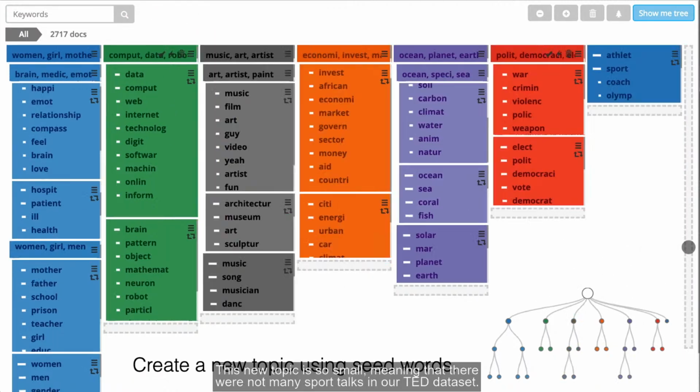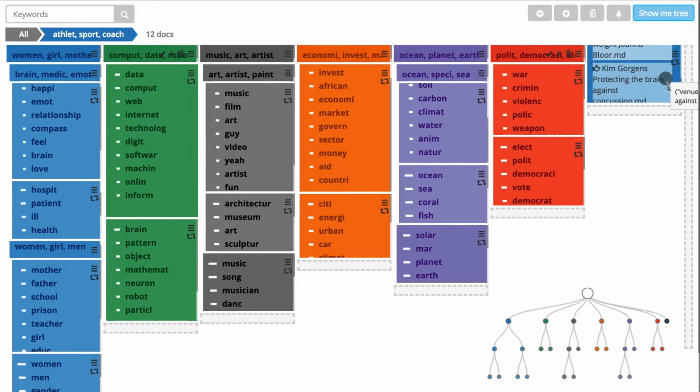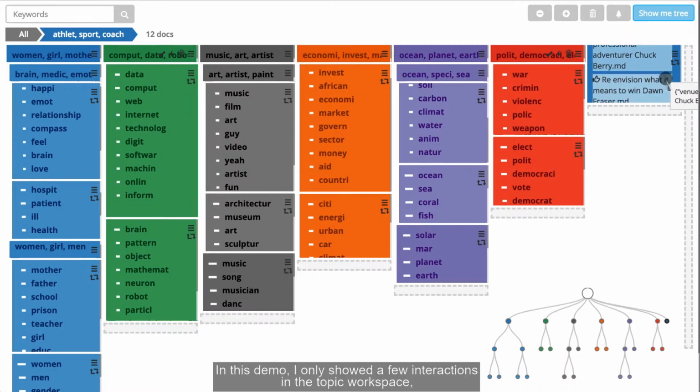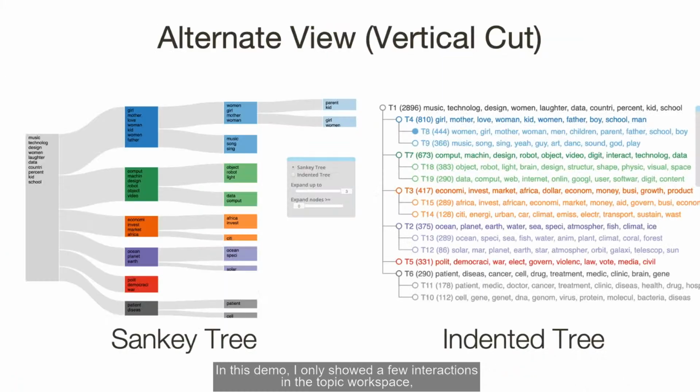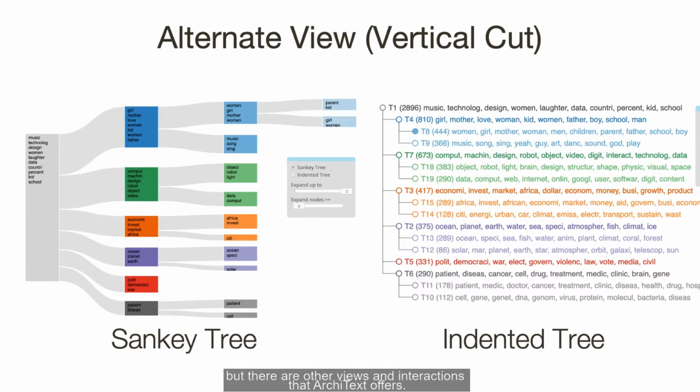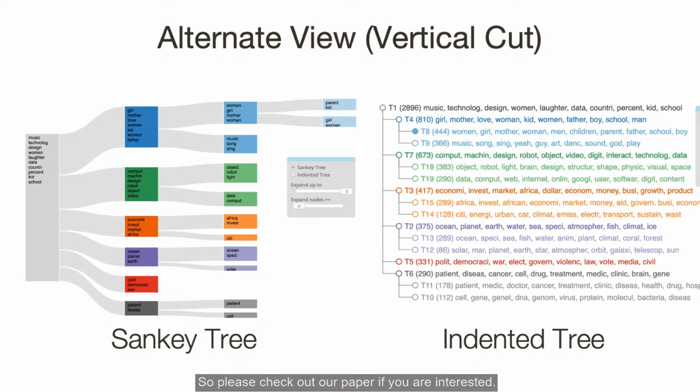And this new topic is so small, meaning that there were not many sports talks in our TED dataset. In this demo, I only showed a few interactions in the topic workspace, but there are other views and interactions that Architext offers. So please check out our paper if you're interested.